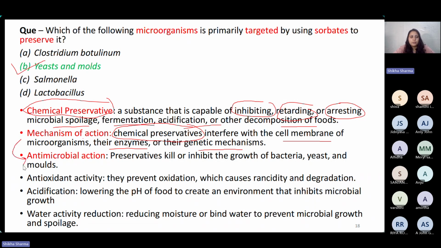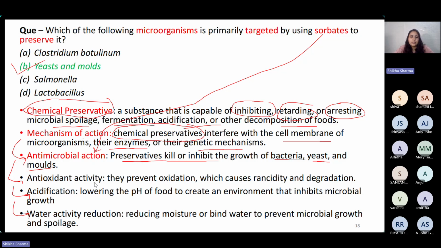Now it can be of four types: antimicrobial, antioxidants, acidification, and water activity reduction. So these four mechanisms can be done by the chemical preservatives. Here sorbate is basically an antimicrobial, performing antimicrobial action. It is going to kill or inhibit the growth of bacteria, yeast, and molds. This way it is going to preserve the food quality.